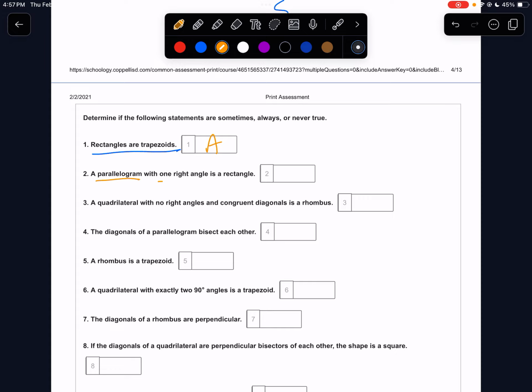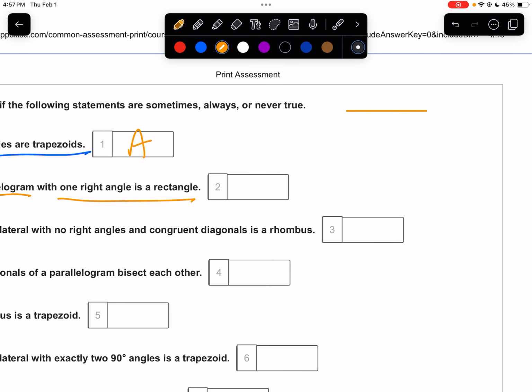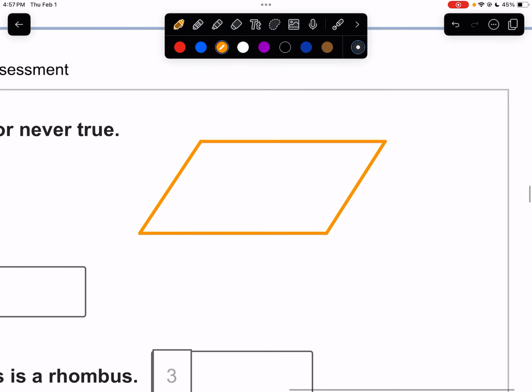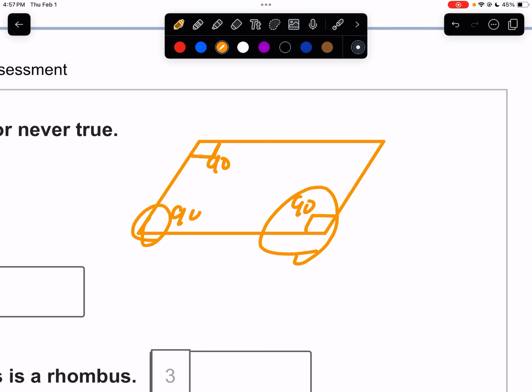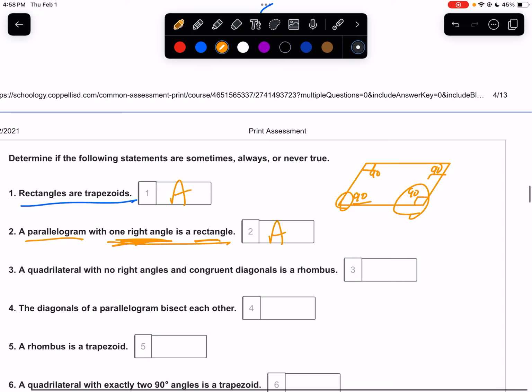A parallelogram with one right angle is a rectangle. So let's think about this. If I were to draw a parallelogram, now I'm not going to get this perfect, but, well, never mind. I kind of did, didn't I? Sometimes you're just good. Okay, so let's say this angle is 90 degrees. Opposite angles are equal, so now that's 90 degrees. Consecutive angles add up to 180. So if this is 90 and this is 90, these two corners have to add up to 180. So now that's 90. And opposite corners are equal. So if you have one right angle, is it a rectangle? Yeah, always. All the angles are right angles now.